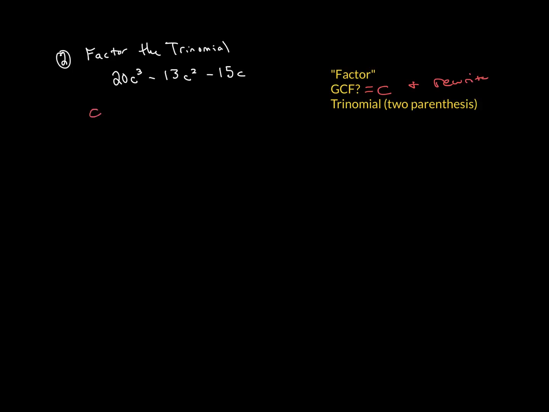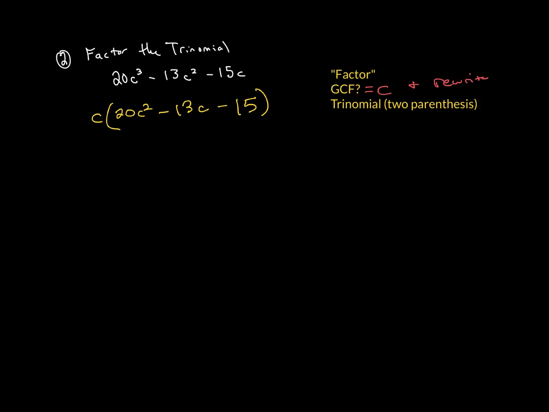Let's do this in a different color. So c, and then we've got 20 when we're rewriting this, and we took out 1c, so that leaves 20c. We took a c out of the middle term, so that leaves 13c, and we took a c out of the last term, and that just leaves a 15.